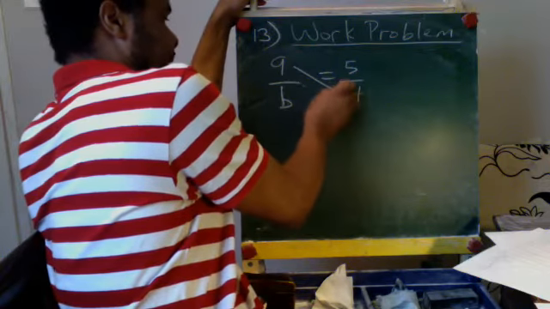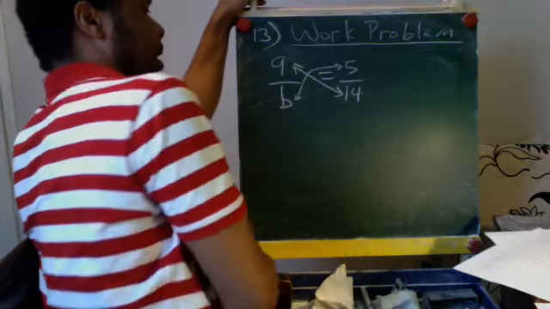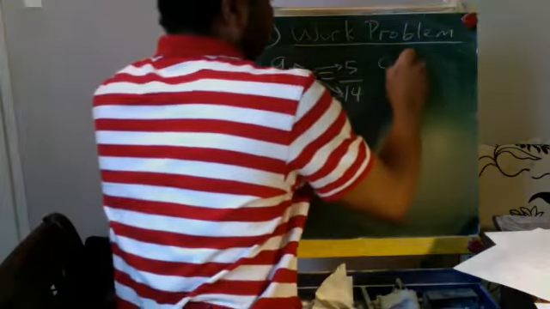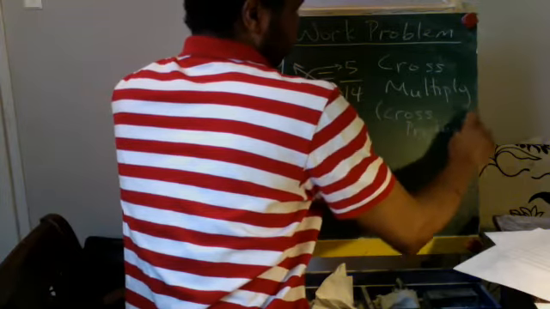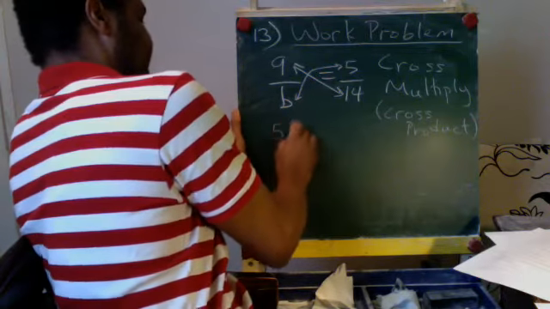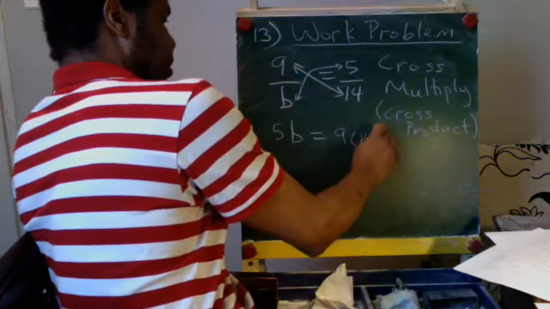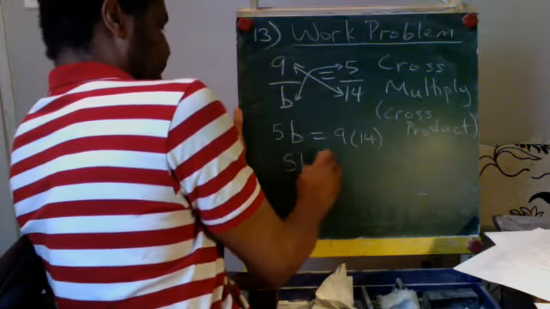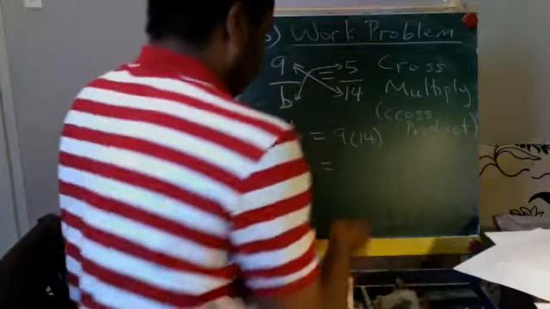And we can do some cross multiplying. Again, you can look this up online to understand more about this. So cross multiply, or people might say cross product, not the same cross product as in calculus, but cross multiplying. So I'm going to get B times 5 is 5B, and 9 times 14. So 5B is equal to 9 times 14. 9 times 4 is 36. It's going to be 126.